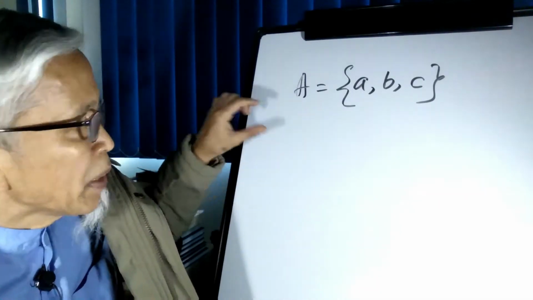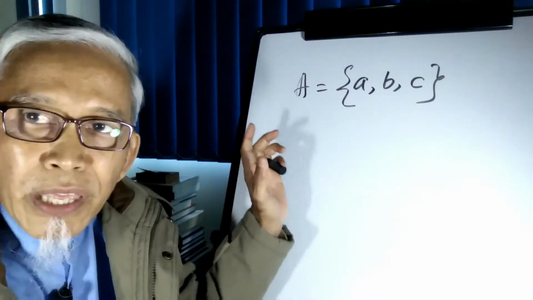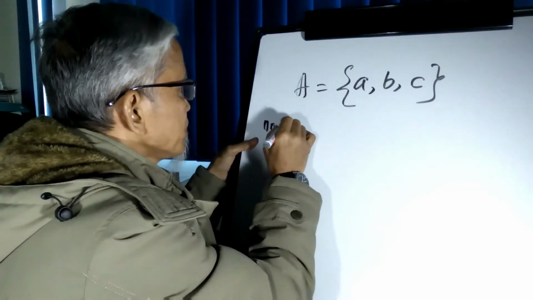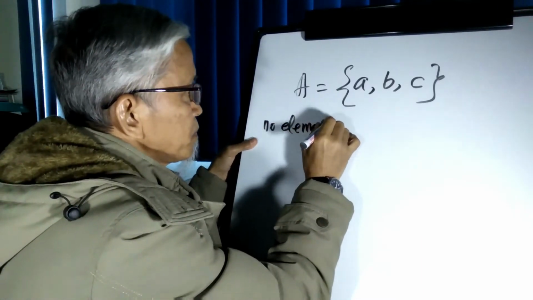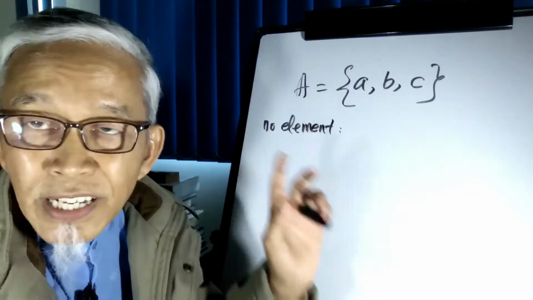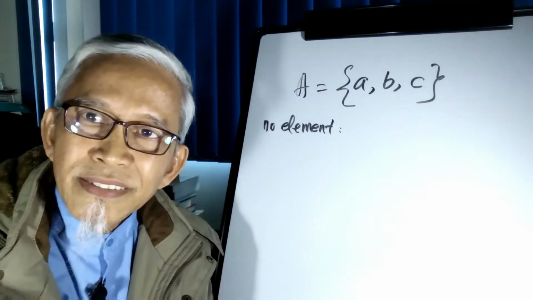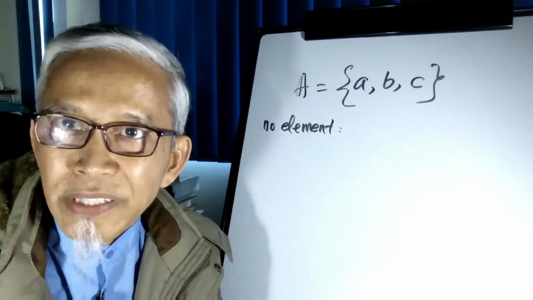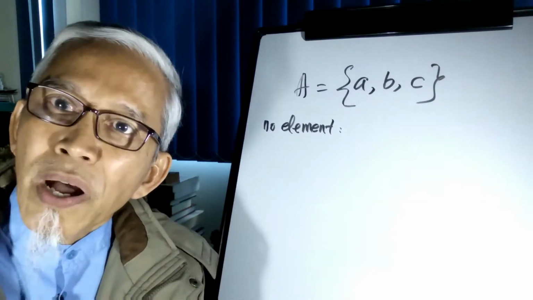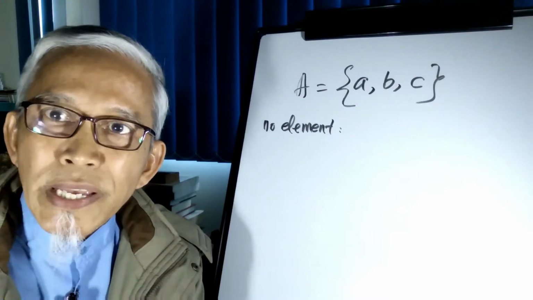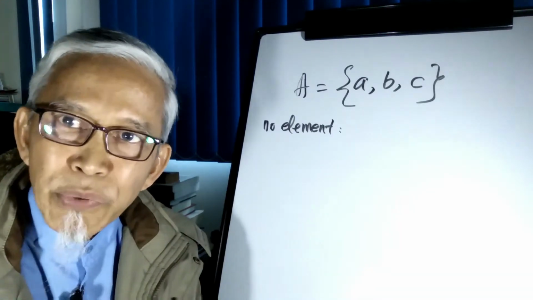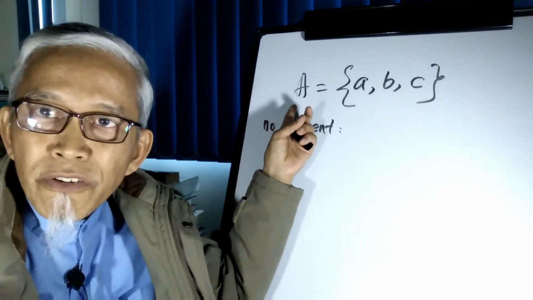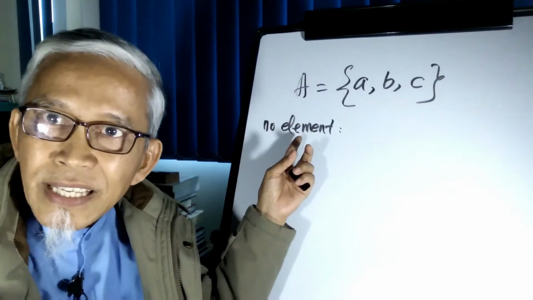The first one, maybe you want to write down the subset of A with no element. Do we have a subset of A with no element? Of course we have. That is the empty set, right? In the previous video, we talked about why an empty set is always a subset of every set. So a subset of A with no element is the empty set.